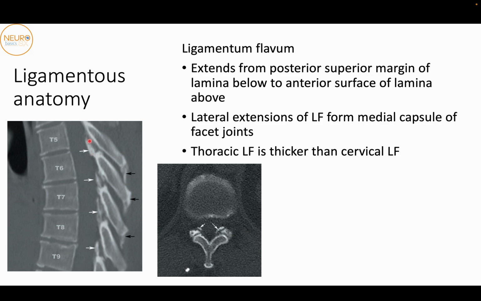Another important ligament is the ligamentum flavum. The ligamentum flavum extends from the posterior superior margin of the lamina below to the anterior surface of the lamina above. So every single level has its own ligamentum flavum.